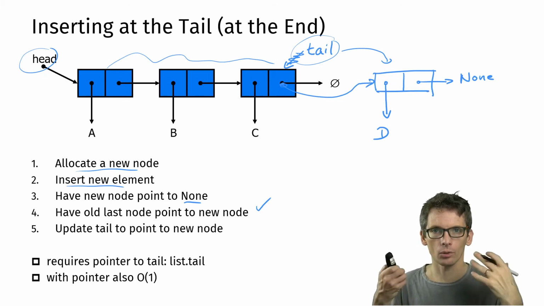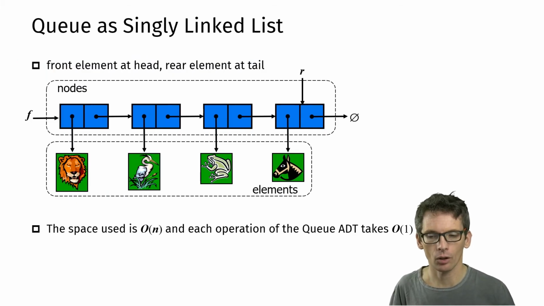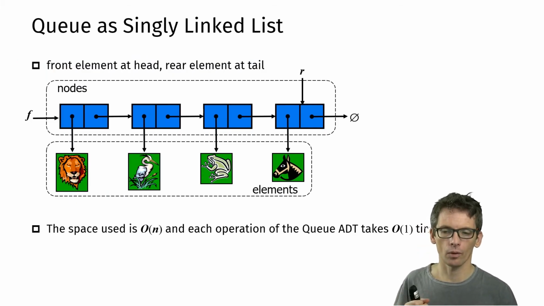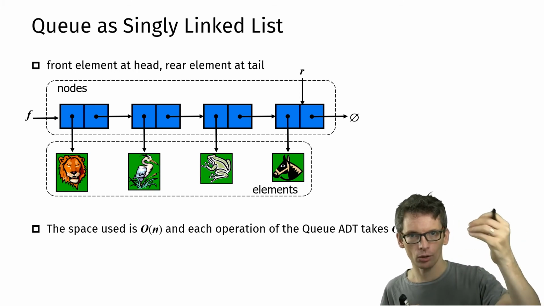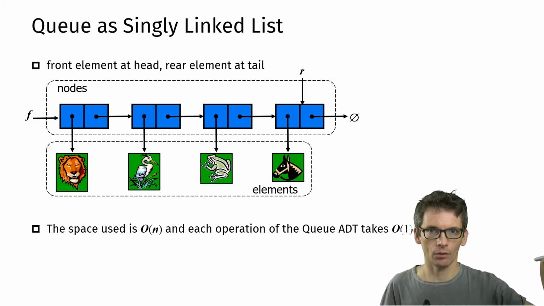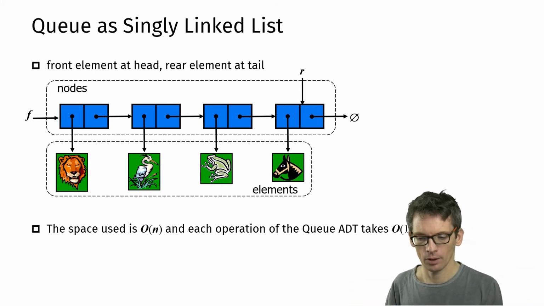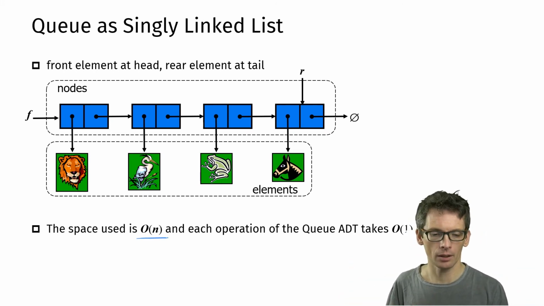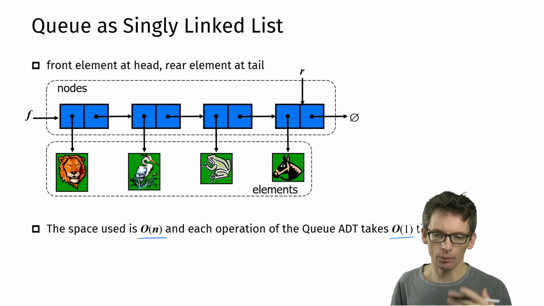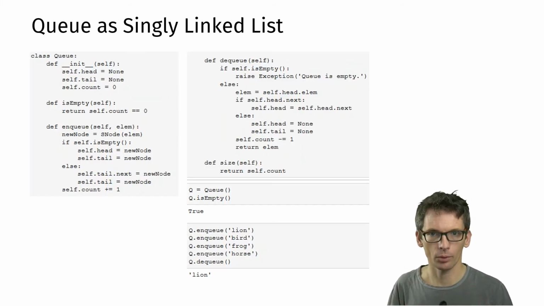That allows us to get an efficient implementation of a queue, where we do the enqueue, so the insertion at the tail of the list, and the dequeue, so the deletion, at the head. So that gives us linear space, constant time operations. Great. And again, we could put all of this into code, and this would be an example from the corresponding notebook that we have.